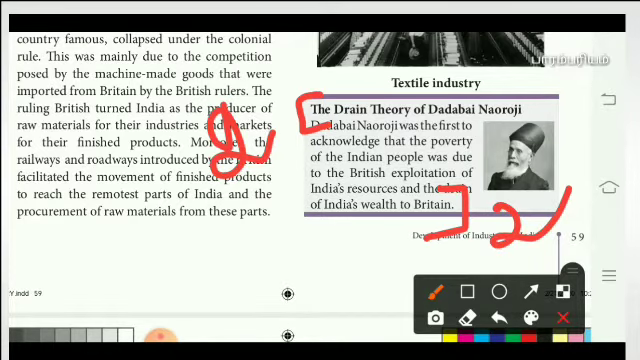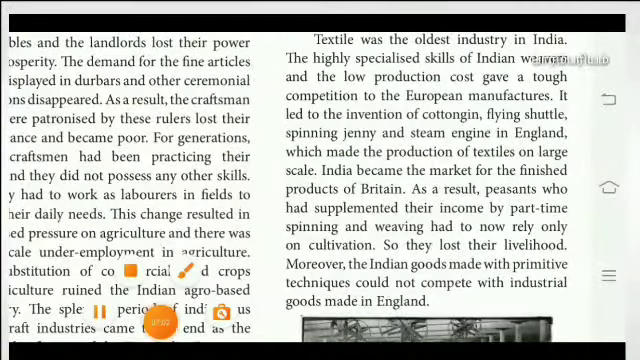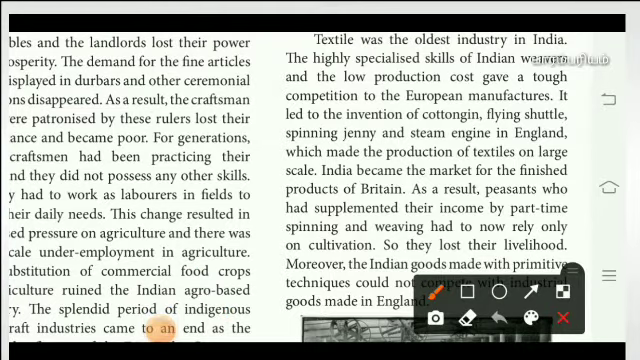Then we pass on to the third question. Third question, name the inventions which made the production of textiles on large scale. Third one, take the same page number 59. Start from the paragraph, competition of machine made goods. In that, start from here. The invention of cotton gin, flying shuttle, spinning jenny and steam engine in England, which made the production of textiles on large scale. Up to this you can mark the answer of the third question.